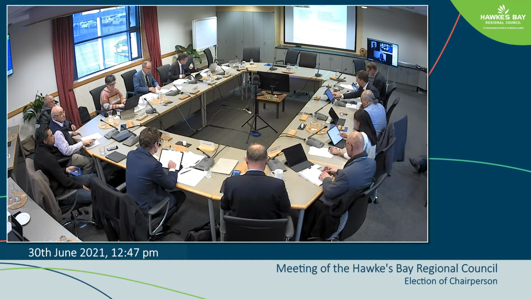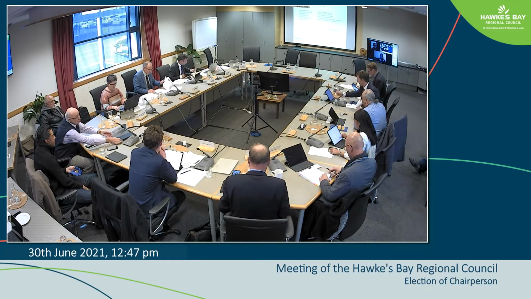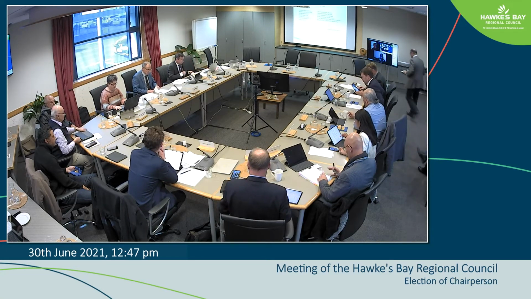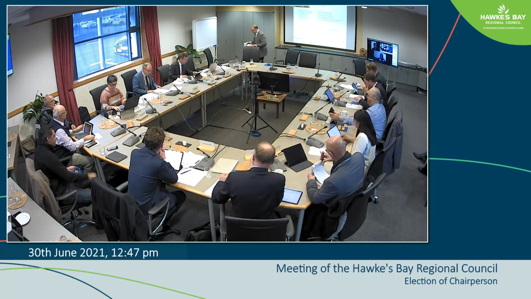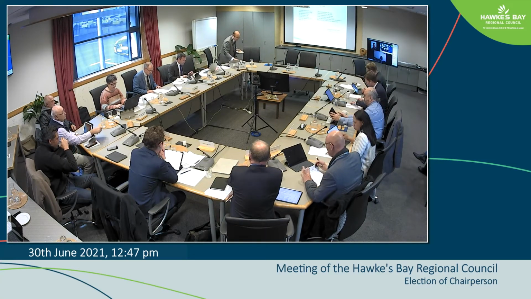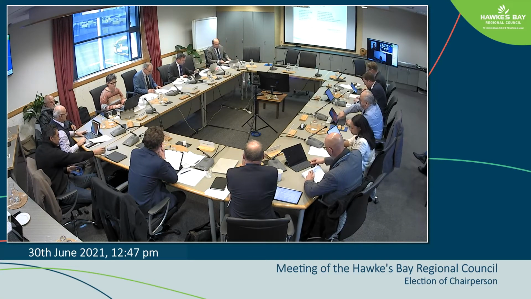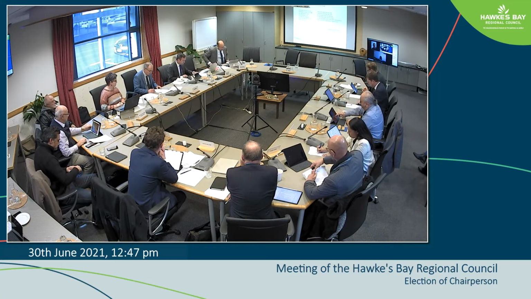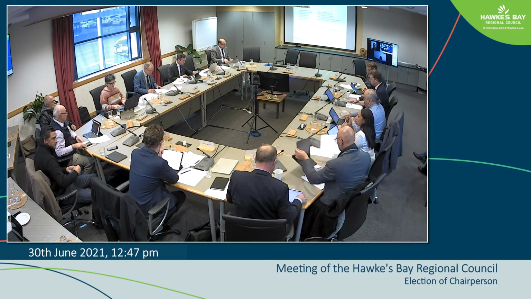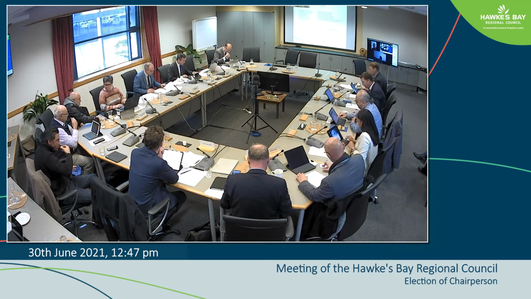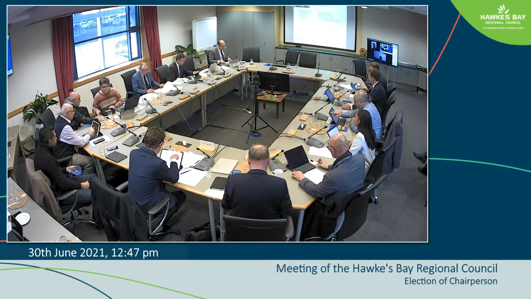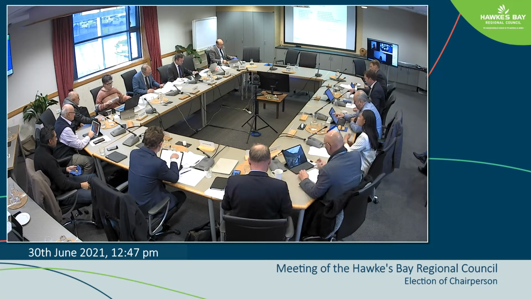It's then followed by agenda item 7, which is election of deputy chairperson, but that is consequential on the outcome of item 6. So the first thing we need to do for the election of the chairperson is to go to the choices we've got around the options for electing the person.